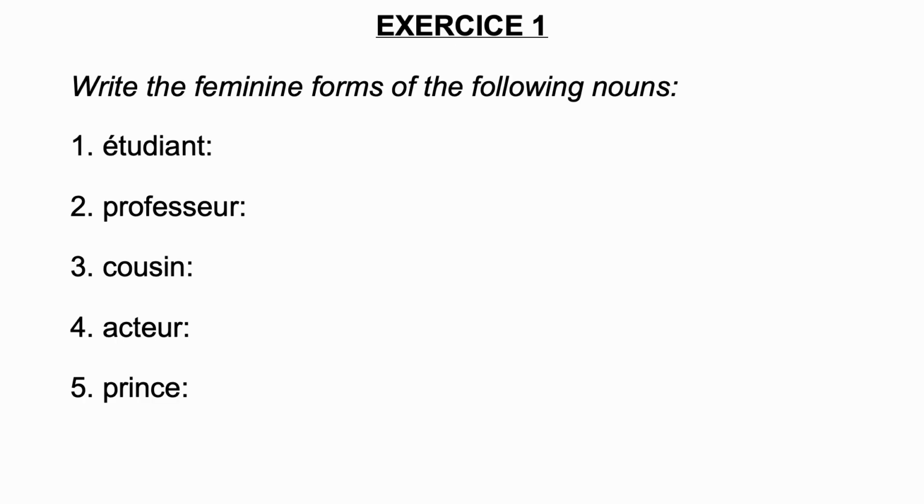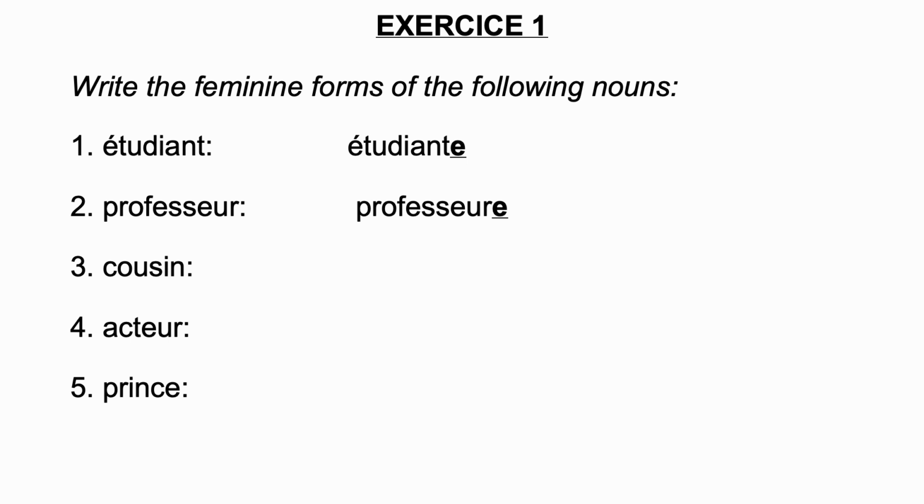Exercice 1. Write the feminine forms of the following nouns. You can now pause the video and do the exercise. The feminine form of étudiant is étudiante. Étudiant, étudiante. The feminine form of professeur is professeure, with an extra E. Professeur, professeure.